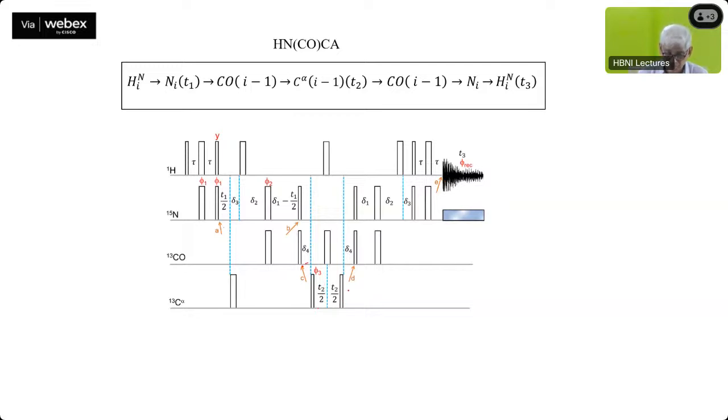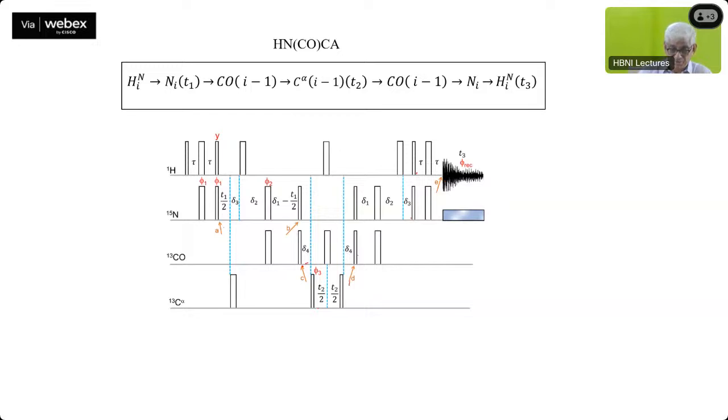And then from the C alpha, you go back to the carbonyl, just as you came here, and then you evolve further and transfer back to the nitrogen. From C alpha of I minus 1, you transfer back to the nitrogen, and then from nitrogen you go back to the proton at this point, refocus and collect the amide proton chemical shift, decoupling the nitrogen.